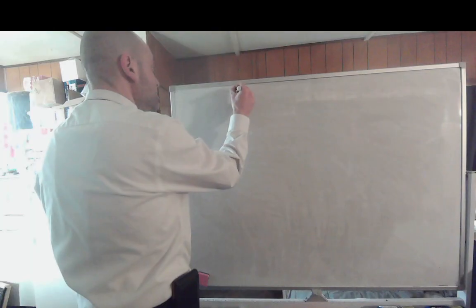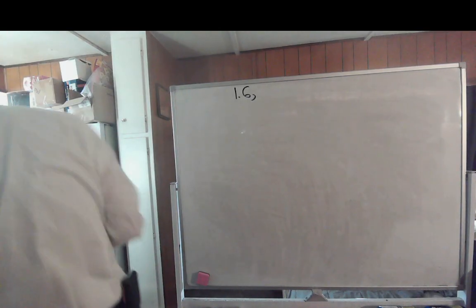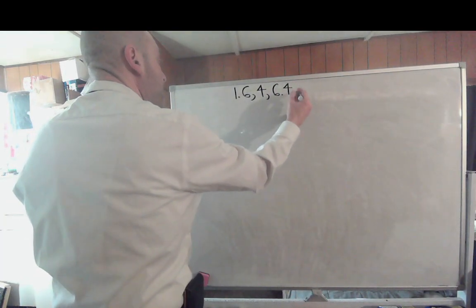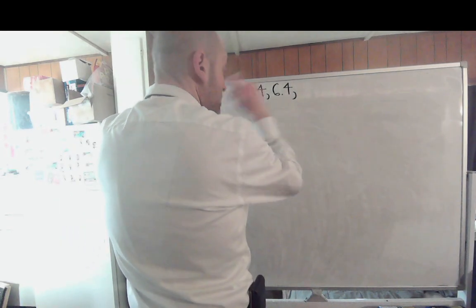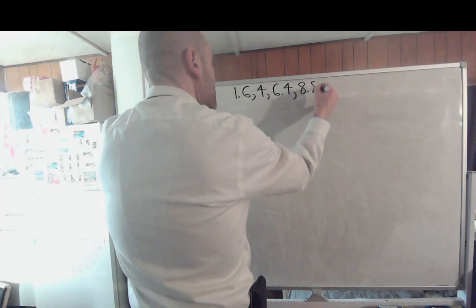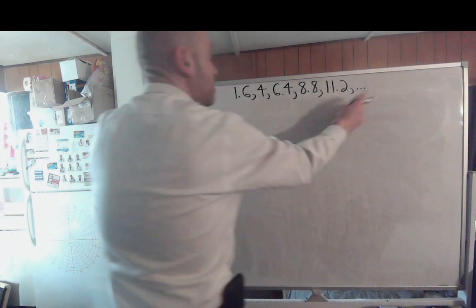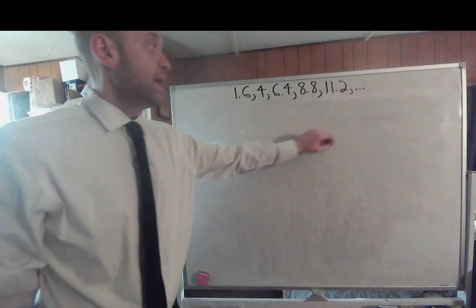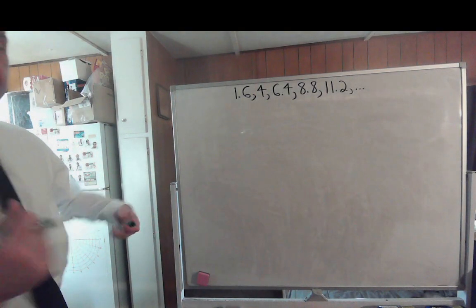Alright, now, good. So we have 1.6, 4, 6.4, 8.8, and then 11.2, and then it just keeps on going and going. So you have 1.6, 4, 6.4, 8.8, 11.2, and it keeps on going. Alright, well, let's see if we can figure out if this is arithmetic or not.